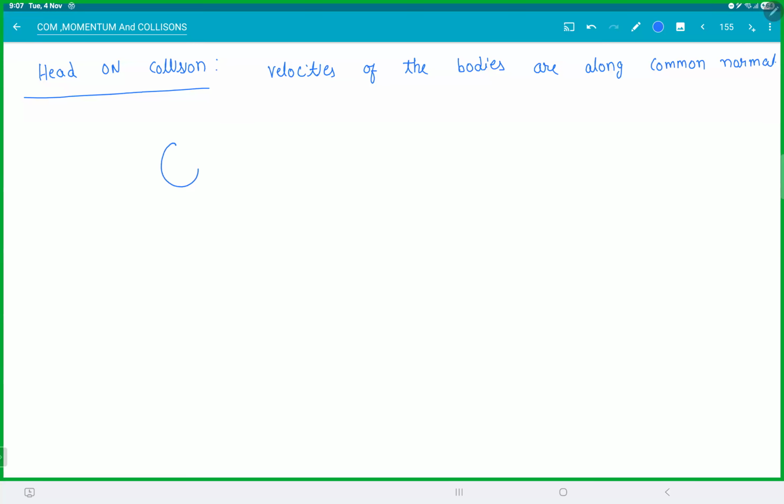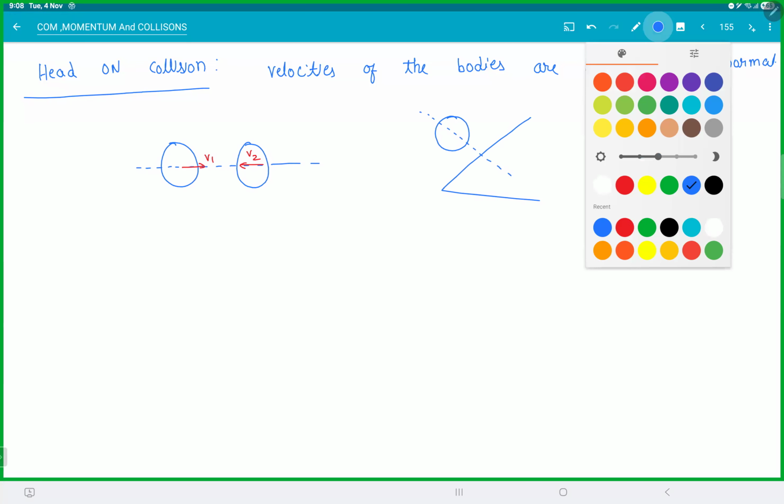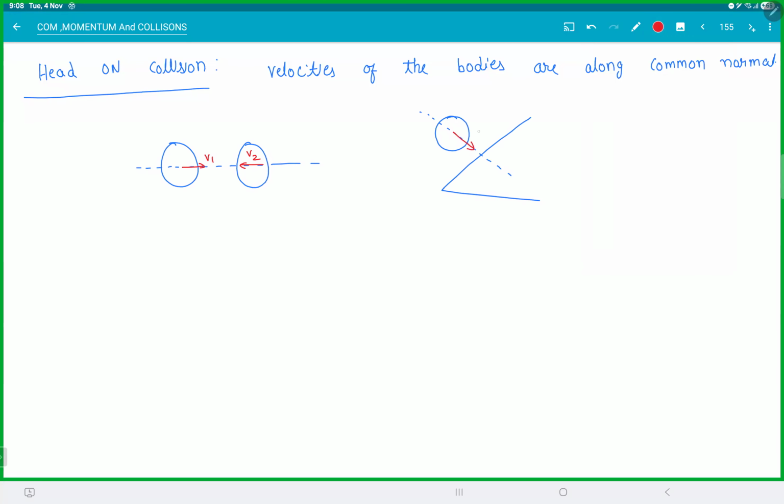What is the common normal again? We have done this in NLM also. If you have two spheres, the common normal will be the line joining the centers. So if the velocities are like this, it's a head-on collision. Suppose you have an incline like this, this is a common normal. If the velocity is along the normal, then it's a head-on collision. So these are head-on collisions.